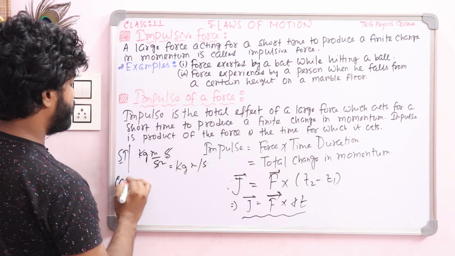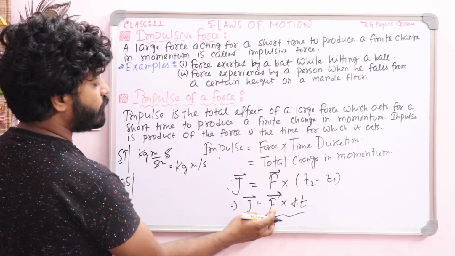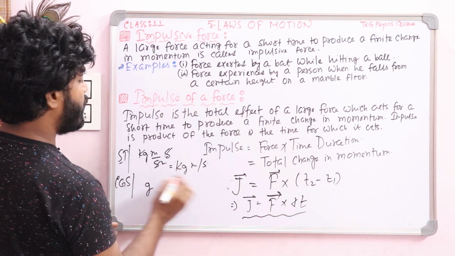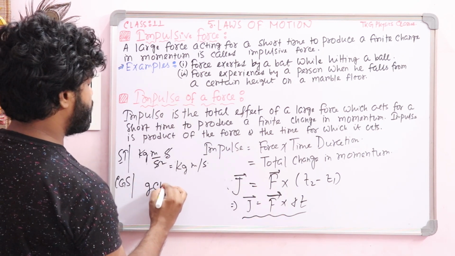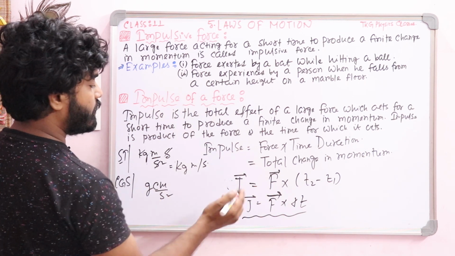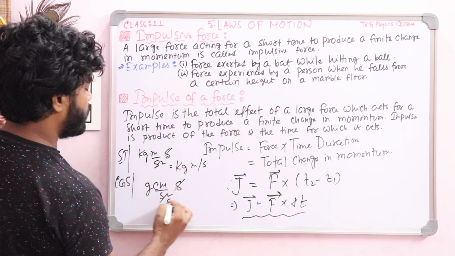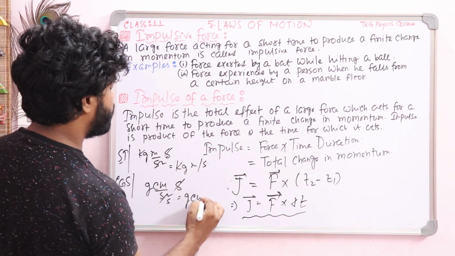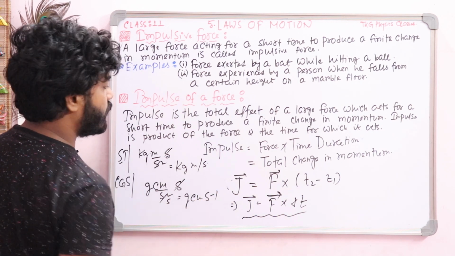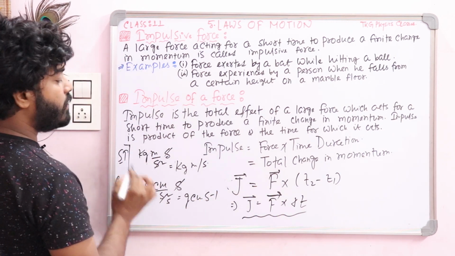And now write the CGS unit. CGS unit, that is force m into a, m that is gram, and a, that means centimeter per second squared, and time, that is second. So seconds cancel out, so this one will be gram centimeter second to the power minus 1. So this is the SI unit and this is the CGS unit.